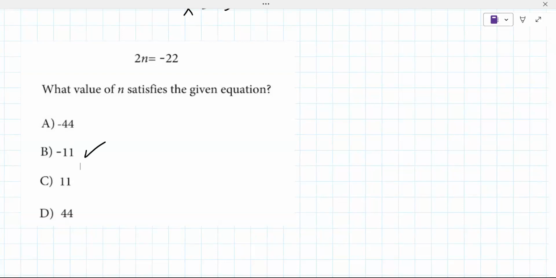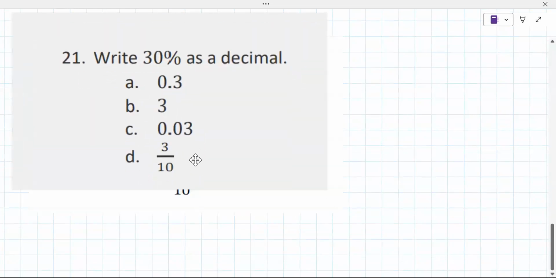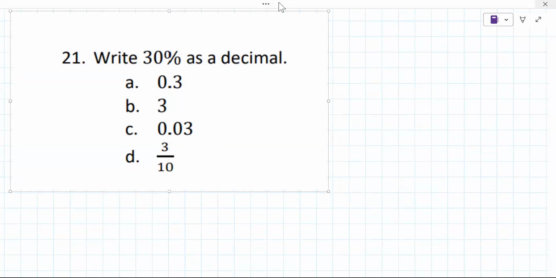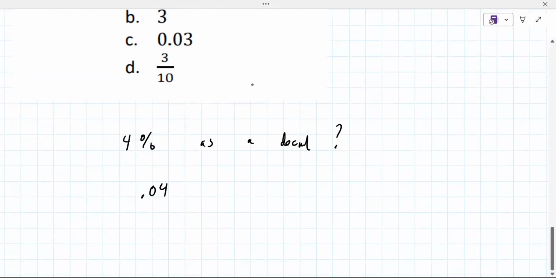I just know that 2 times -11 would be -22. Right, good enough. Okay. How about something like this? Write 30% as a decimal. Would it be 0.3? It is. All right, what would 4% be as a decimal? 0.04. Good. All right, that's good.